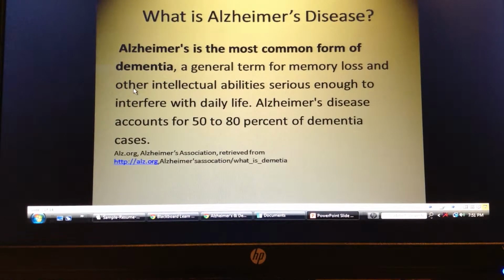What is Alzheimer's disease? It is the most common form of dementia, a general term for memory loss and other intellectual abilities serious enough to interfere with daily life. Alzheimer's disease accounts for 50 to 80% of dementia cases.